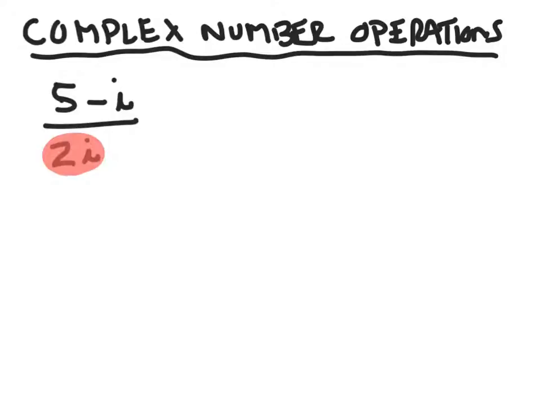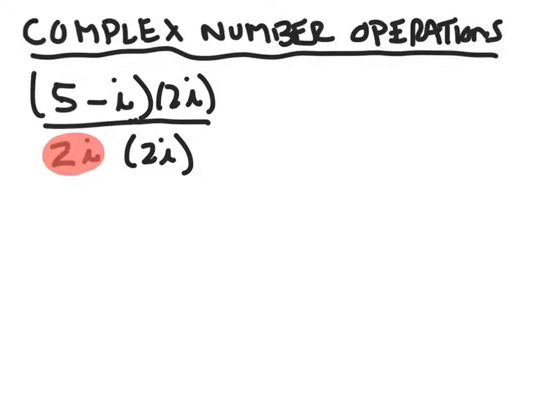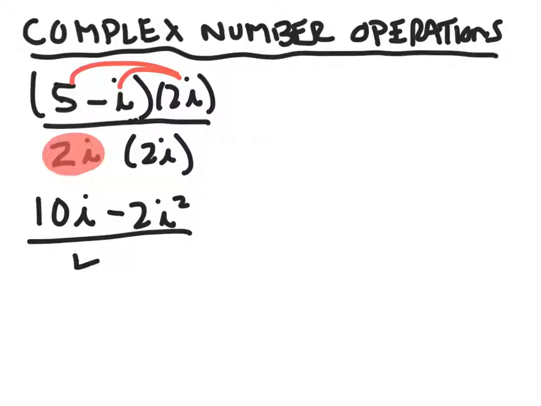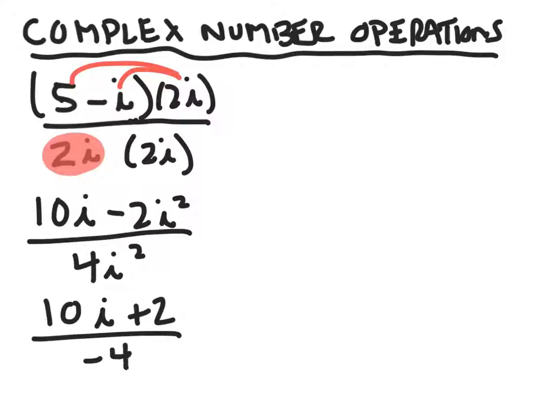And watch this cool little trick I'm going to pull. By multiplying the top and the bottom by 2i, watch what takes place here. On the top, I get 10i. I get minus 2i squared. Again, what I'm doing is I'm multiplying that in. Now watch what happens on the bottom, though: I get 4i squared, which things will simplify a little bit. 10i plus 2. And on the bottom, I just get negative 4.